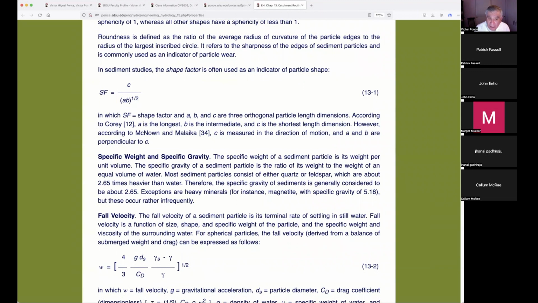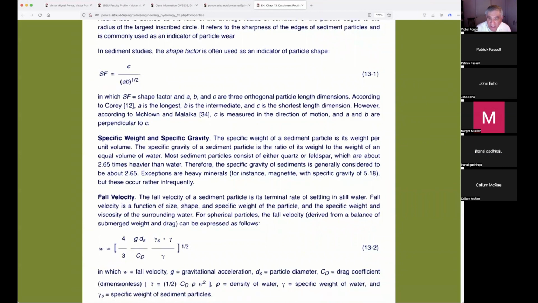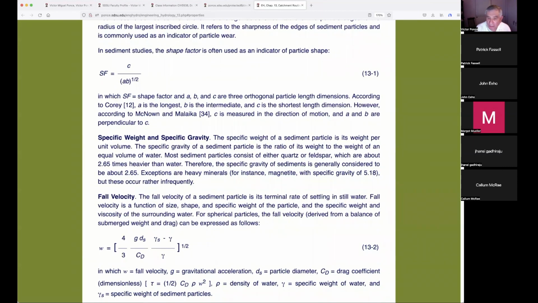The specific weight is something more important, specific weight and specific gravity. The specific weight of a sediment particle is its weight per unit volume. And the specific gravity of a sediment particle is the ratio of its weight to the weight of an equal volume of water. So specific gravity is 2.65 because most sand, silt, and clay are made out of quartz or feldspar, which weighs 2.65 times heavier than water. There are some exceptions, but they're not very common.